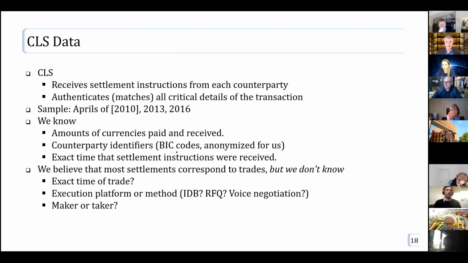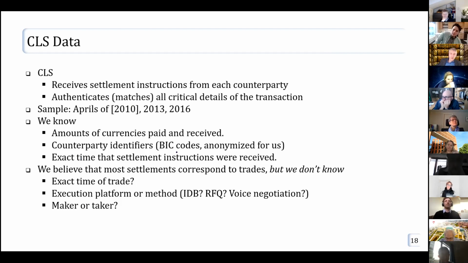So CLS gets settlement instructions from the counterparties. They authenticate, and our sample consists of all settlements in 2010, 2013, 2016, the Aprils, and these months were selected to coincide with BIS surveys, so we could do a certain amount of consistency checking. Now, in these data, we know what the currencies paid and received are. We know the counterparty identifiers. They're anonymized, so we don't know ultimately who they map to, but we can track their performance within a month. We also know to the millisecond when the settlement instructions were received. Those data we know exactly.